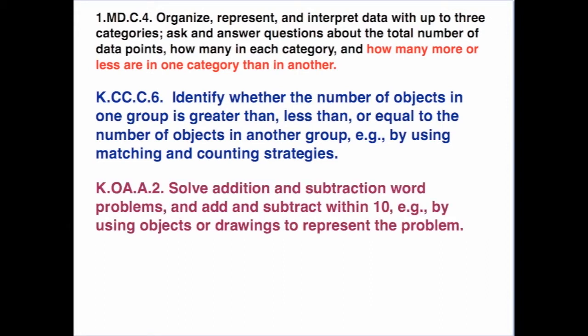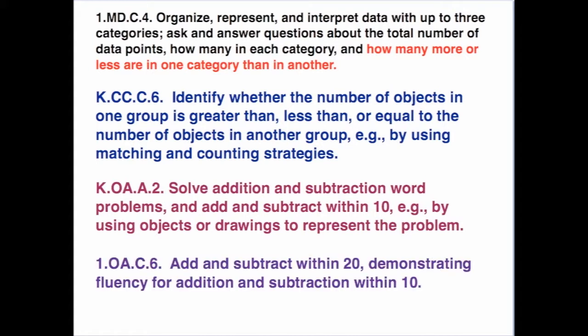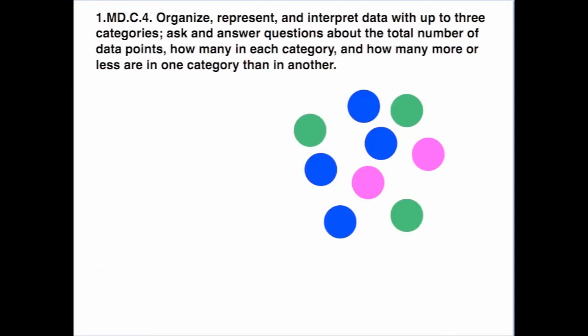There was another kindergarten standard, K.OA.A.2, that states: solve addition and subtraction word problems, and add and subtract within 10, for example by using objects or drawings to represent the problem. There's another first grade standard, 1.OA.C.6, that is connected to this. Students are expected to add and subtract within 20, demonstrating fluency for addition and subtraction within 10.